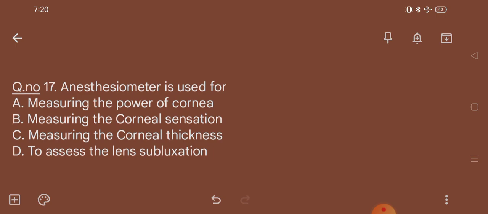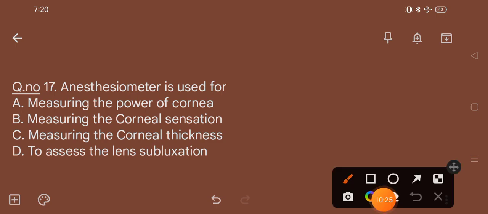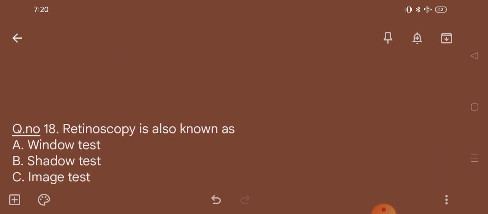Question number 17: anesthesiometer is used for option A measuring the power of cornea, option B measuring the corneal sensation, option C measuring the corneal thickness, option D to assess the lens subluxation. So option B is correct, that is, anesthesiometer is used for measuring the corneal sensation.